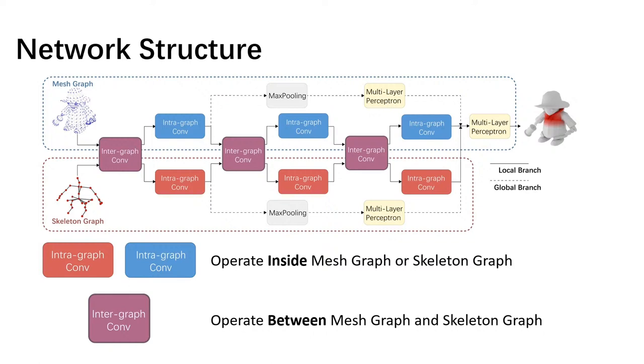The two graph convolution operations extract local features of every bone and vertex node. We also add a global branch for each graph. The extracted local and global features are then concatenated and processed through an MLP to get the resulting skin weights.